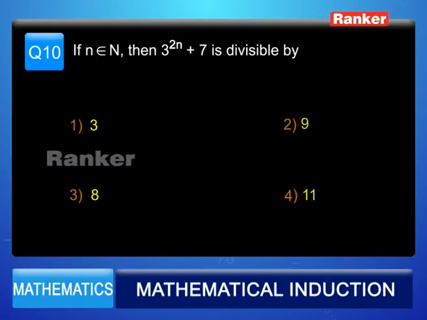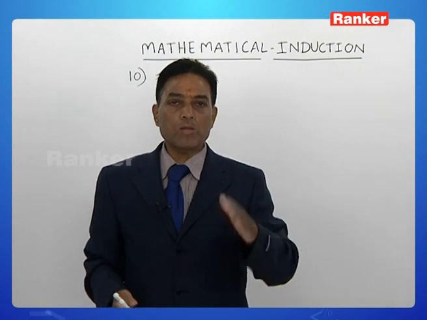Question number 10. If small n belongs to capital N, that is natural numbers, then 3 to the power of 2n plus 7 is divisible by what? First option given is 3, second is 9, third is 8 and fourth is 11. What is the right answer? What is the right option?